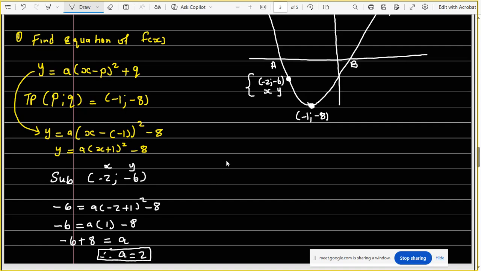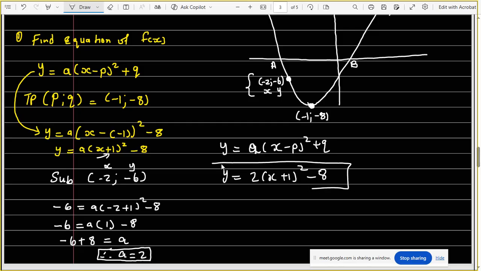So if this is your value of a, the equation of the graph will be y equals a into (x minus p) squared plus q. Now we know a is 2, for x we have plus 1, this is squared, then minus 8. So this is the equation of the graph. Are you happy with that? Yes, I am.